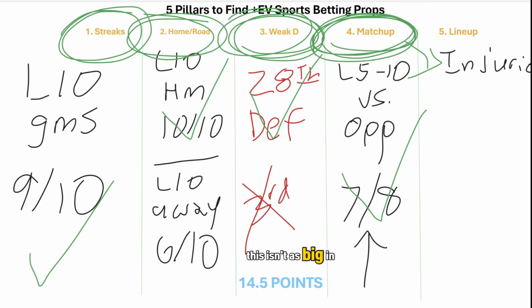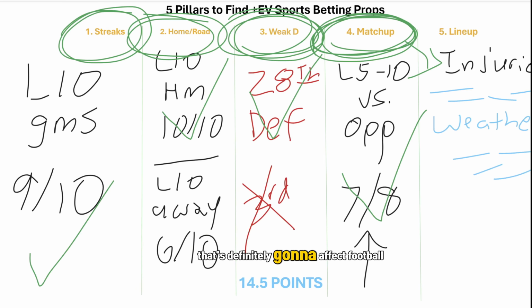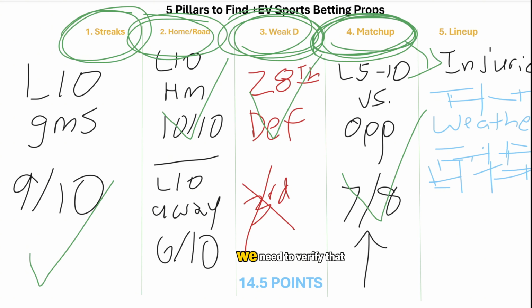This isn't as big in basketball, but in other sports, especially football and baseball, the weather is going to be very important. Is it windy? Because if there's wind going on, that's definitely going to affect football and baseball. It's going to affect the ball, how it travels. Is it wind and rain? If it's raining too, now we have a whole other factor that can affect this game. We need to verify that this makes sense.